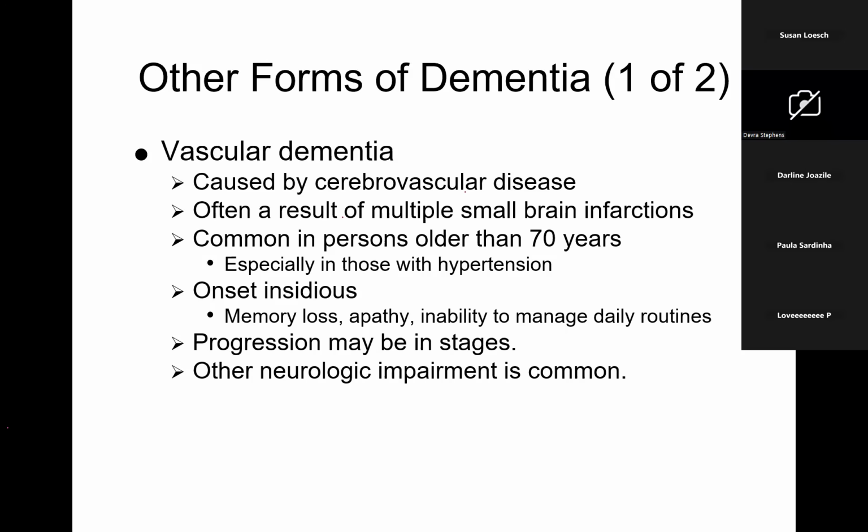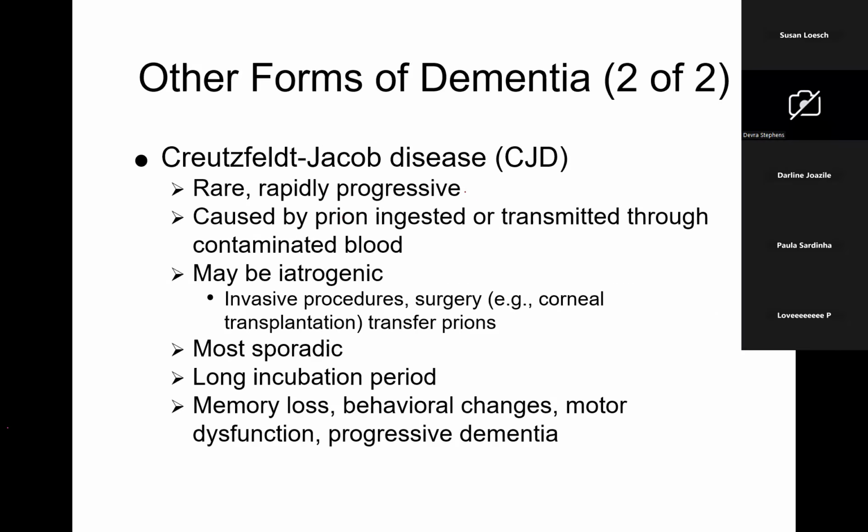Vascular dementia, this is usually going to be caused by cerebrovascular disease. It's usually a result of infarctions or mini strokes. Happens in a lot of people over 70, especially those with high blood pressure. These people will have memory loss, inability to manage daily routines, and it can progress. Creutzfeldt-Jakob disease. Remember, this is from those prions, like in mad cow disease.